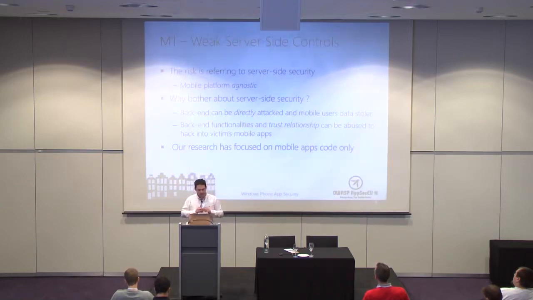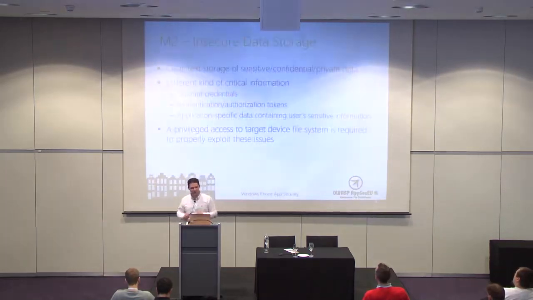It's a very important aspect because the backend that is used by our application code could be directly attacked by a malicious user, and if the attacker is able to steal the data that are stored on the backend, most of the time, this data belong to the mobile user itself. Moreover, the backend functionality could be abused in order to hack into the mobile application. Once again, try to steal private data related to the mobile user. But by the way, my research has only been focused on the mobile side. So let's move to the second risk, which is the insecure data storage.